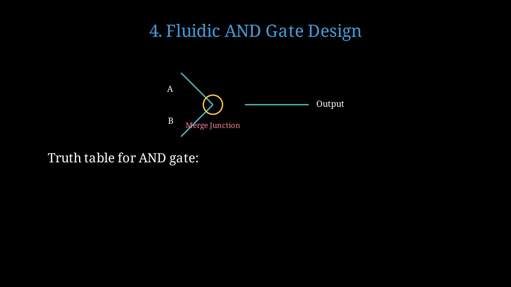Let's design a fluidic AND gate, one of the fundamental building blocks of computation. In a fluidic AND gate, two input channels A and B merge at a junction. The output only produces a droplet when both inputs have droplets simultaneously. Let's verify this works by checking the AND gate truth table. When A equals 0 and B equals 0, meaning no droplets in either channel, output equals 0. When A equals 0 and B equals 1, only one droplet enters the junction, which is not sufficient, so output equals 0.